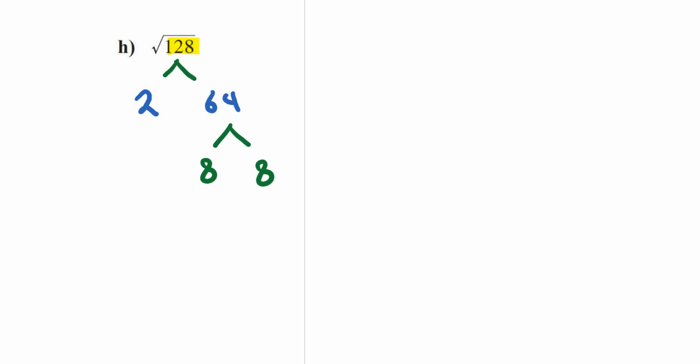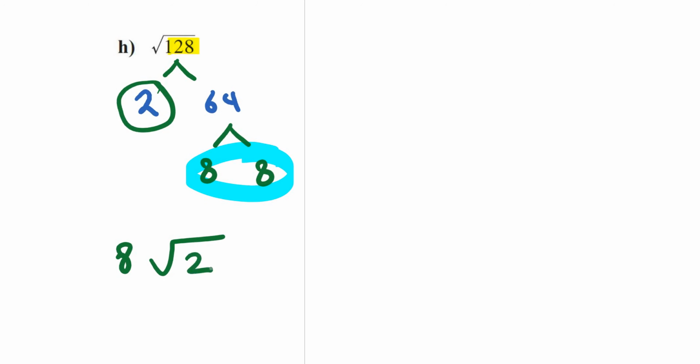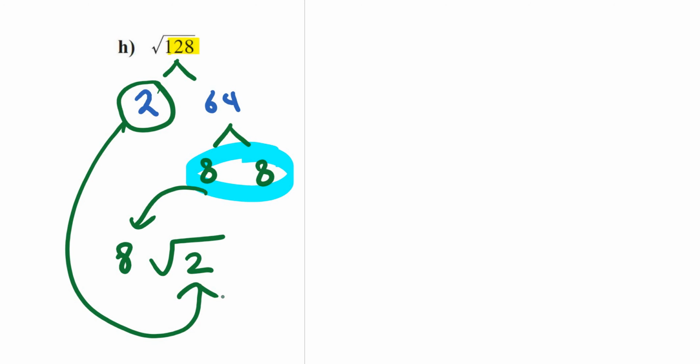And from there, I guess I can stop there because there's my pair right there. So that's on the outside. And then what's on the inside there is a 2. Okay, so that's there, and that is there. Okay, so 8 root 2 is the final answer for that one.